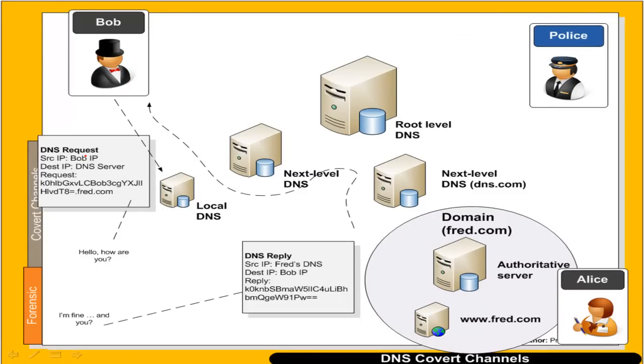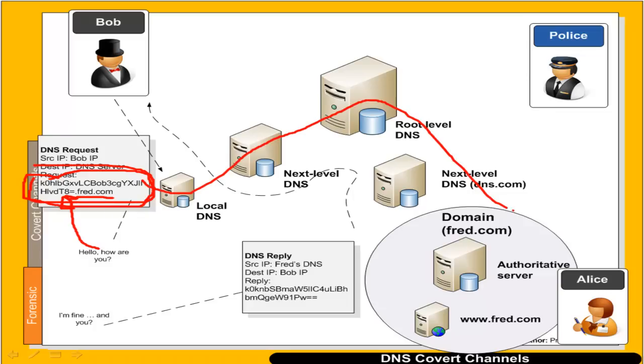Another example is that Bob might send a request. In this case, he sends a request for this host, and it's inside the thread.com domain. What he's done is he's hashed this message, "Hello, how are you?" So this is the base64 hash of "Hello, how are you?" .thread.com. The request then goes out, again it goes back to Alice's domain.